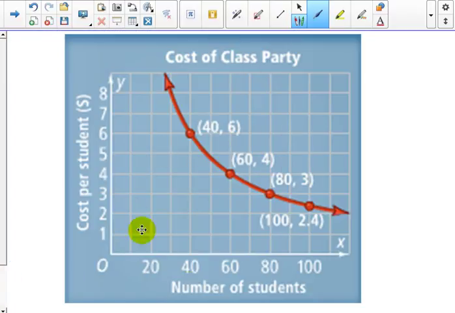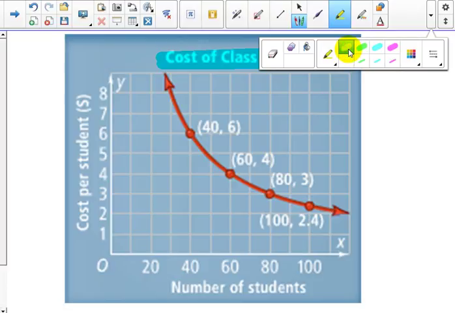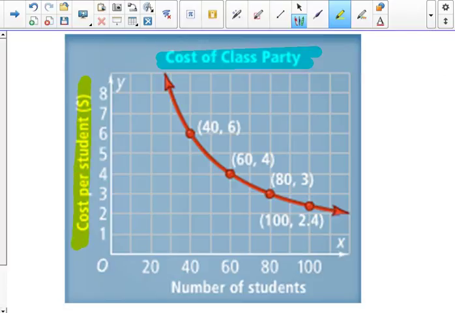There it is. So this is just the graph of the hall rental. And they want to know what effect that cost, the $8 per student of the food, would have. What would that do to this graph? So look, our title says it's about the cost of a class party. Now on the y-axis, this is your cost per student in dollars. And your x-axis, you've got the number of students. So right now, this is just the graph of what it costs the students to rent the hall.